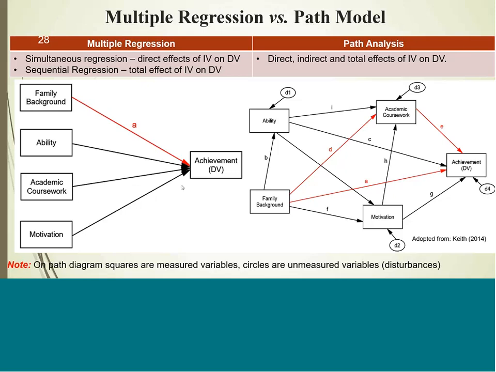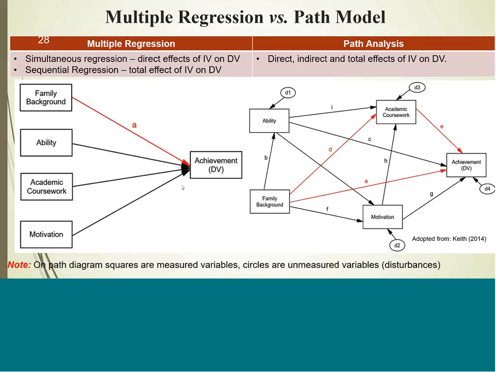When you look at multiple regression, which is on the left-hand side, the arrows show only direct relationship of predictors to the outcome, which is the DV or dependent variable in the figure. But then there is a path model which allows you to also look at the red arrows. There are several variables here, and the variables are the same, but the way the relationship is analyzed is different.